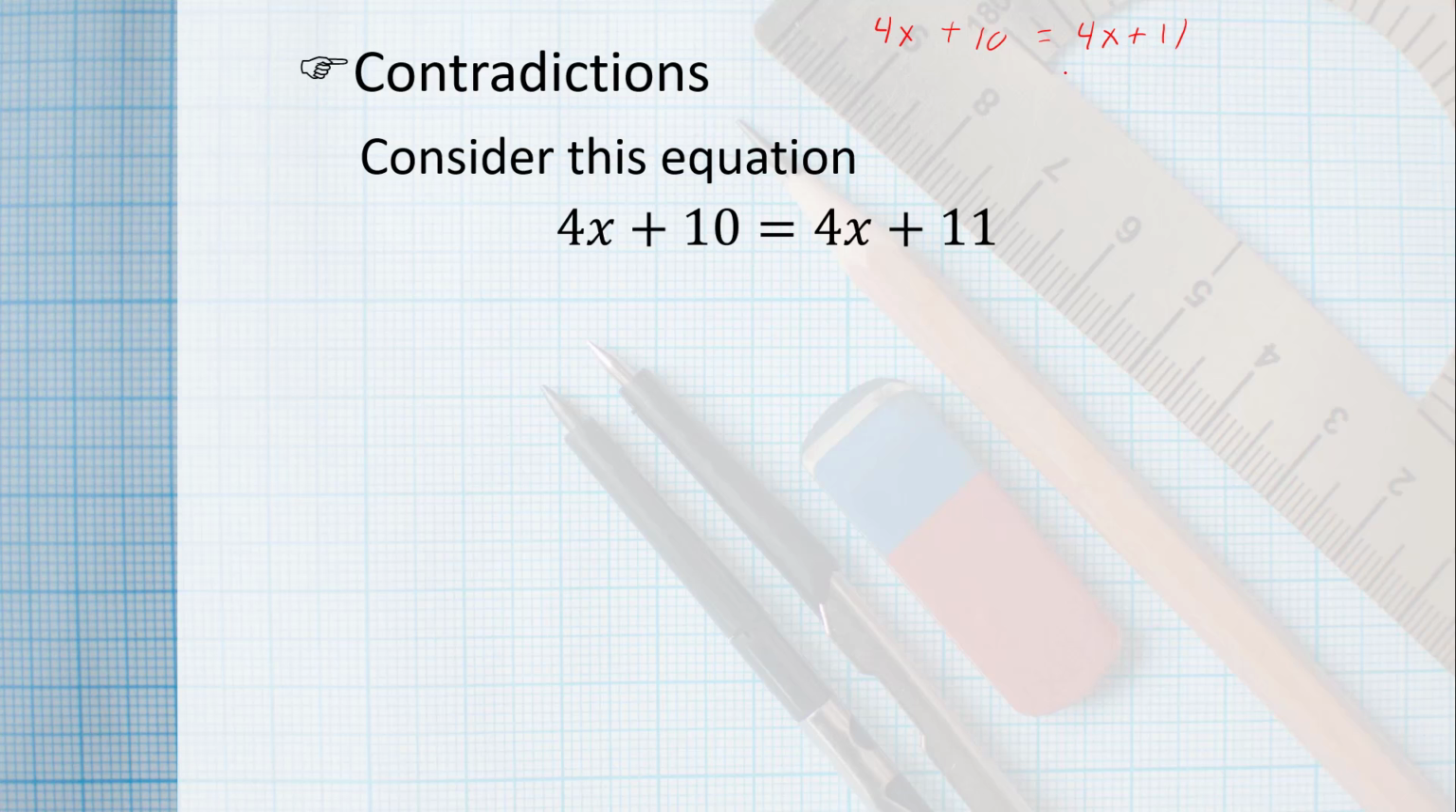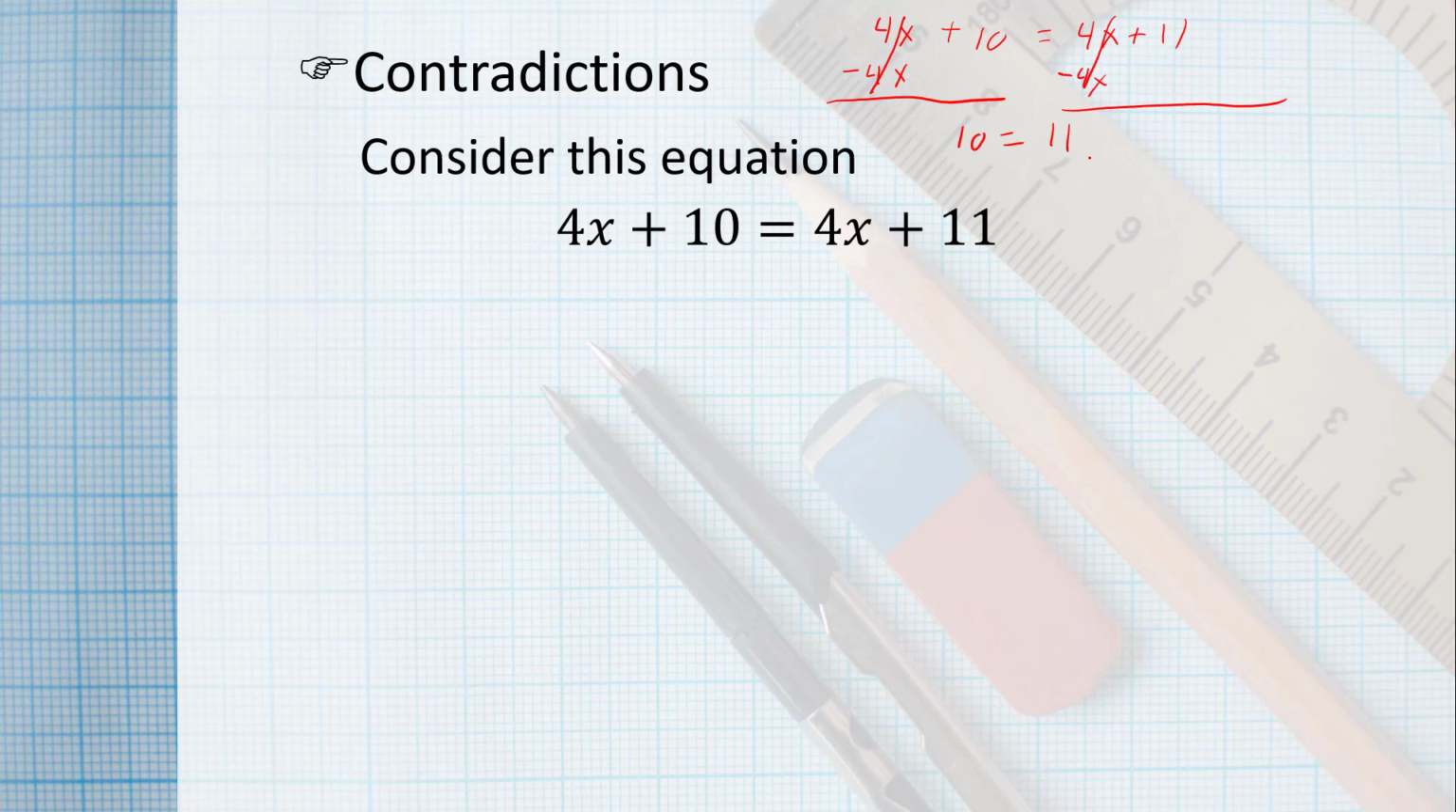So using the addition property, I will subtract 4x. If I'm going to subtract 4x there, I'm going to subtract 4x here. And then when I do the operation, these cancel, and I have 10, and over here these cancel, and I have 11. I have 10 is equal to 11.